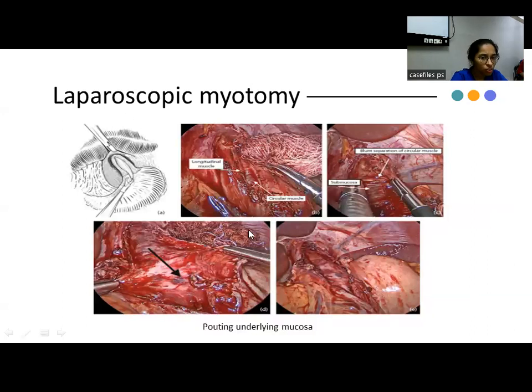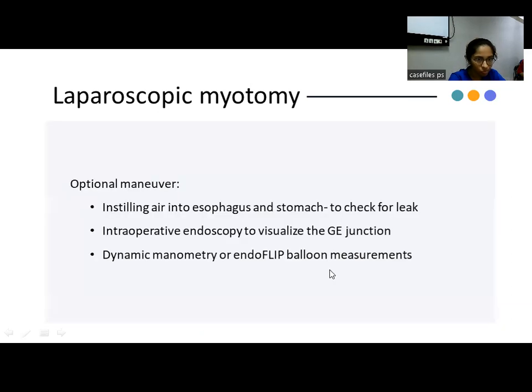This is a picture showing that initially the myotomy site will be marked, and we can see the longitudinal muscle fibers which are yet to be dissected. After that, the blunt dissection will be carried out to separate the muscle. Once the appropriate myotomy has been performed, we can appreciate the pouting of the underlying mucosa without any evidence of any leak.